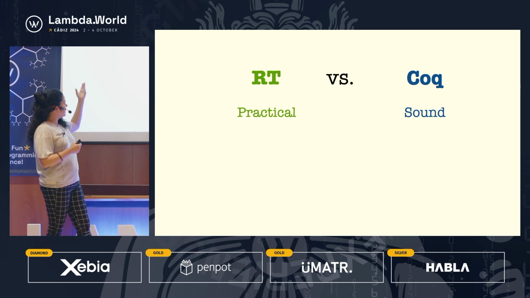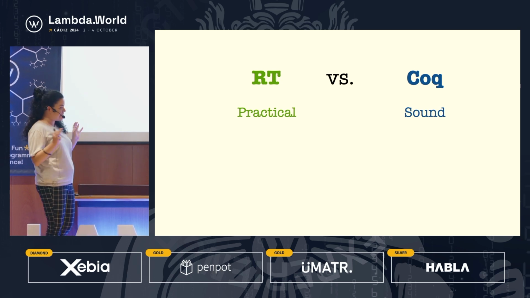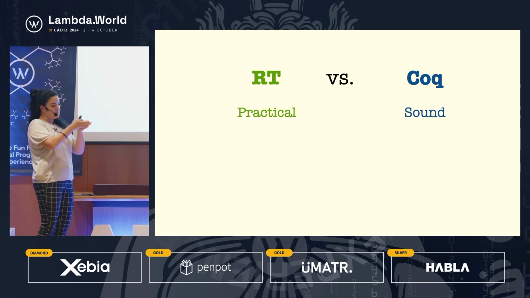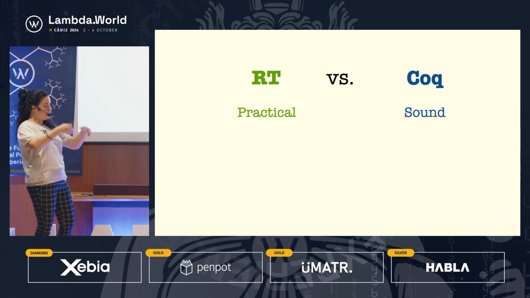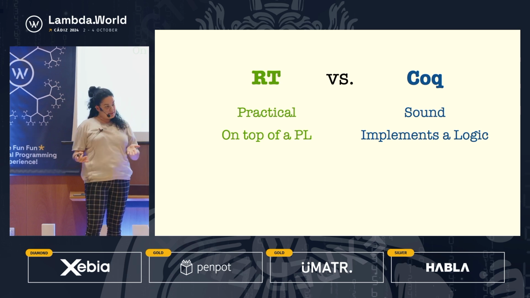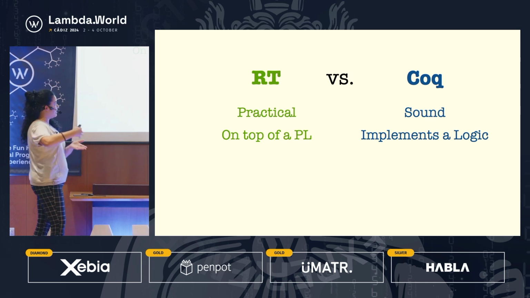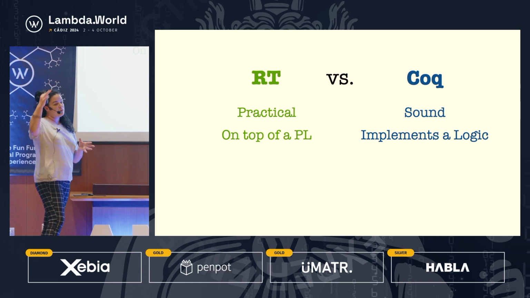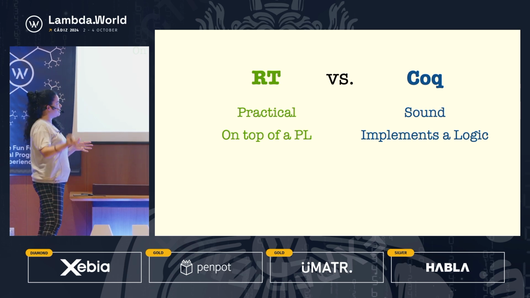Okay, and so the summary, if you compare these two techniques, is that Coq is designed to be sound, while refinement types are designed to be practical. It is like we are attacking the same problem of verification, but from different perspectives, right? Coq implements the calculus of inductive constructions, which is a logic, while in refinement types we say, give me a programming language, and I am going to put logic on top of it. I'm going to put verification techniques on top of it.